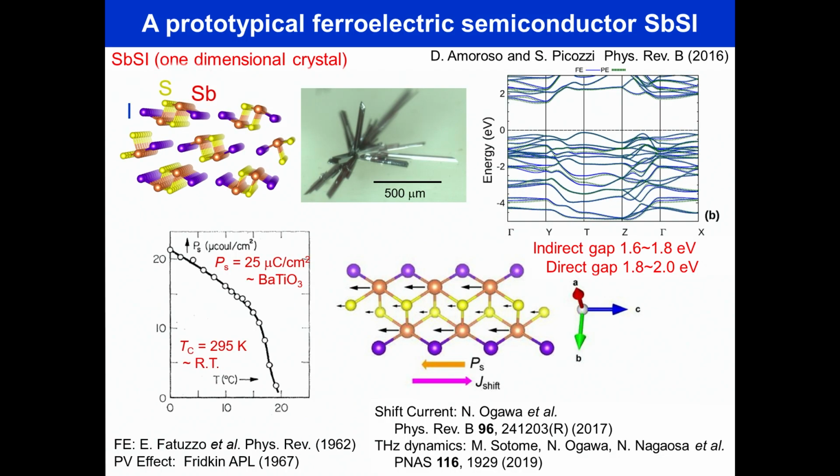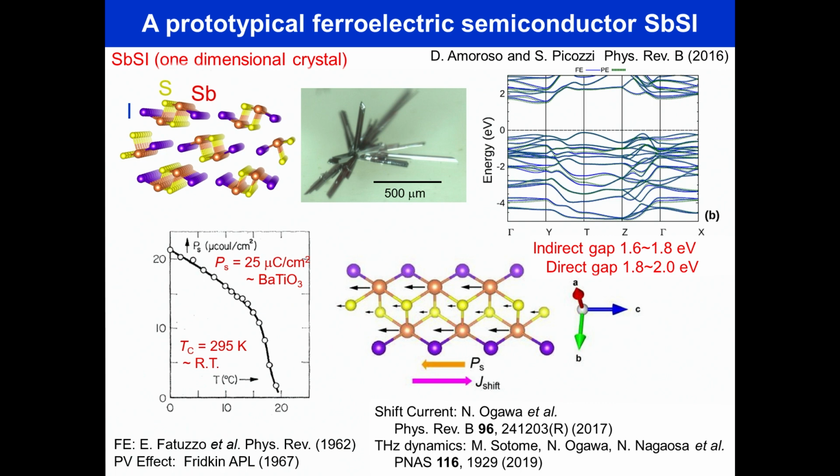Let me give you an example of a little experiment. This is SbSI, composed of elements called antimony, sulfur, and iodine. This is a one-dimensional crystal called SbSI, as shown here. When crystals are made, needle-like crystals of less than 1 millimeter are formed in a flash. And these needles are pulled out like this, and samples are made to stimulate electricity. And we test how much electricity flows.